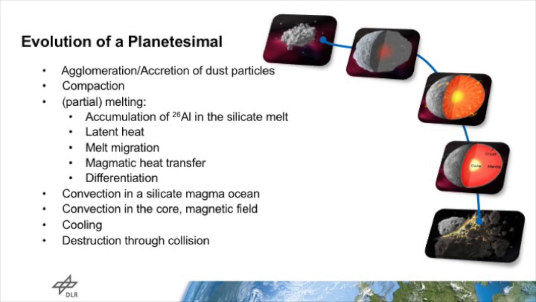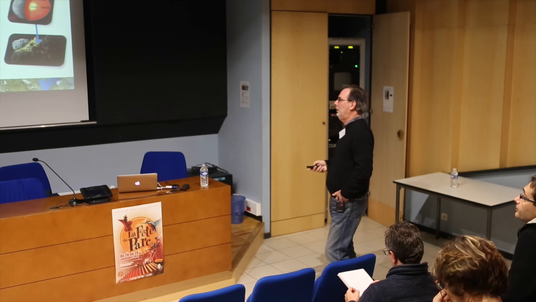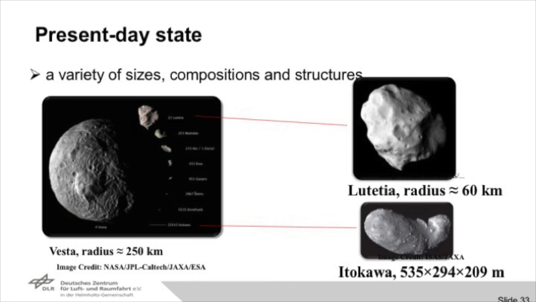So you go from agglomeration, accretion of dust particles, to compaction, to partial melting, with aluminum-26, which I was alluding to, latent heat effects and so forth, convection, and finally you could destruct it or grow to a planet, depending on what the fate of you as a planetesimal is. Some of the planetesimals that are still around are Vesta, Lutetia, Itokawa, this is the Hayabusa asteroid, we still see them.